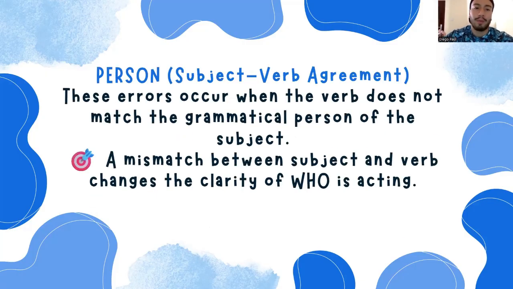Now let's move on to person agreement. This refers to the match between the subject and the verb according to grammatical person. English distinguishes between first person, second person, and third person. When they don't match, the sentence feels unnatural and may confuse who performed the action.